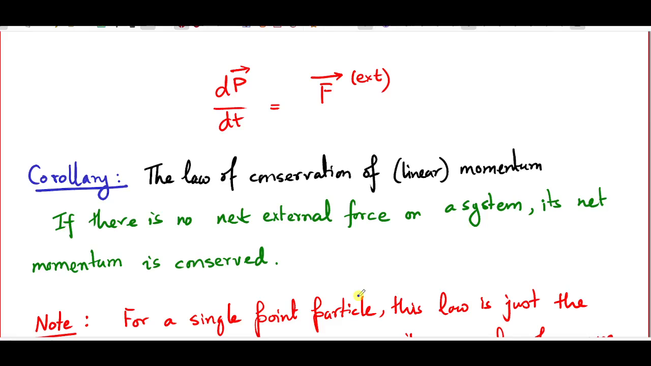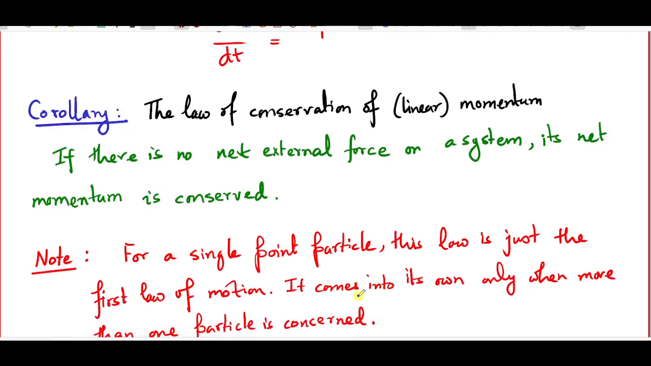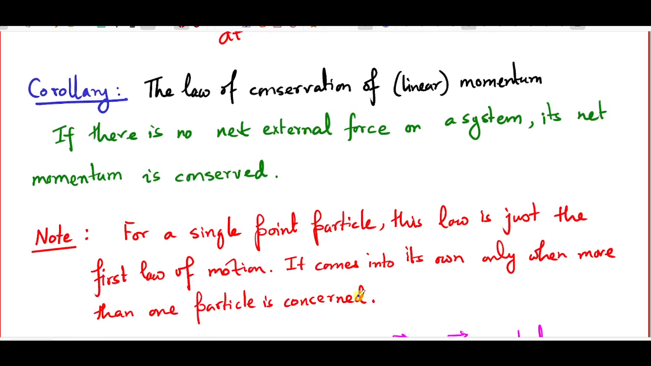So, if you have a system of particles on which there are forces, but these forces may be internal only, or there are external forces which balance each other out, then the net momentum of this system, the sum total of all the individual momenta, will not change. Note that although stated for a system of particles, we can also invoke this for a single point particle. But if we do this for a single point particle, it's really not going to be very interesting, because for one particle, this law is just the first law of motion.